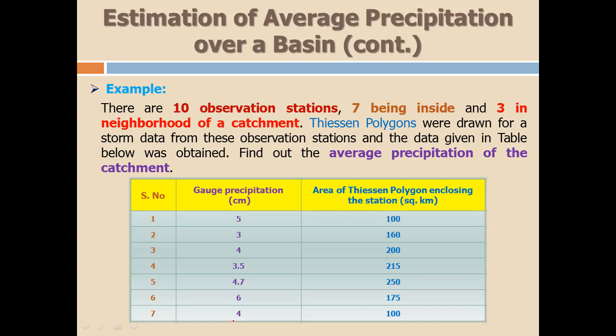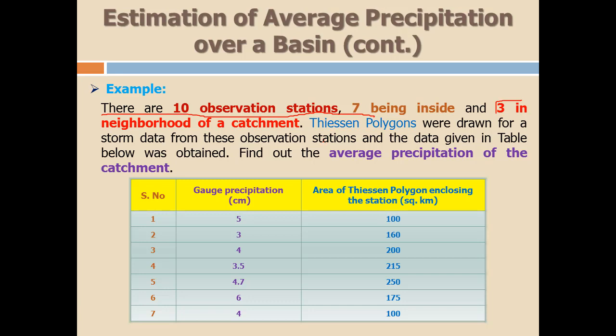So the only one thing in this example which is different from the previous one is that here the total stations are how much? 10, but 3 stations are in the neighborhood, not in the catchment. 3 stations are out of the catchment, 7 are inside the catchment. So in this example we are just clearing that if some stations are out of the boundary of the catchment, we will never ever use the values of those stations.